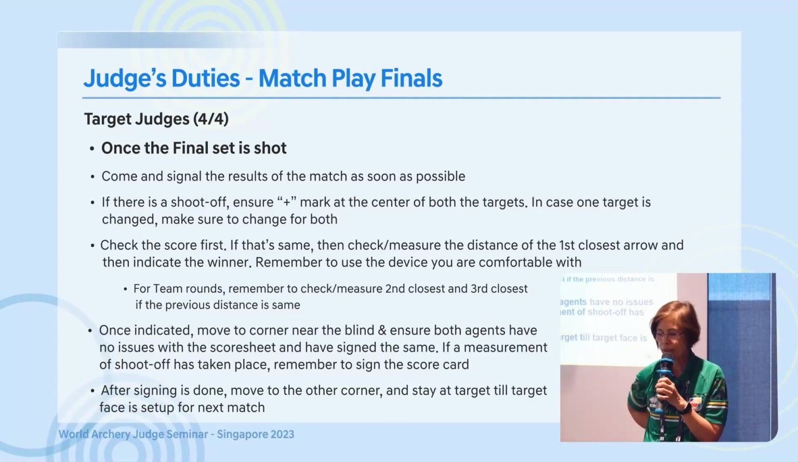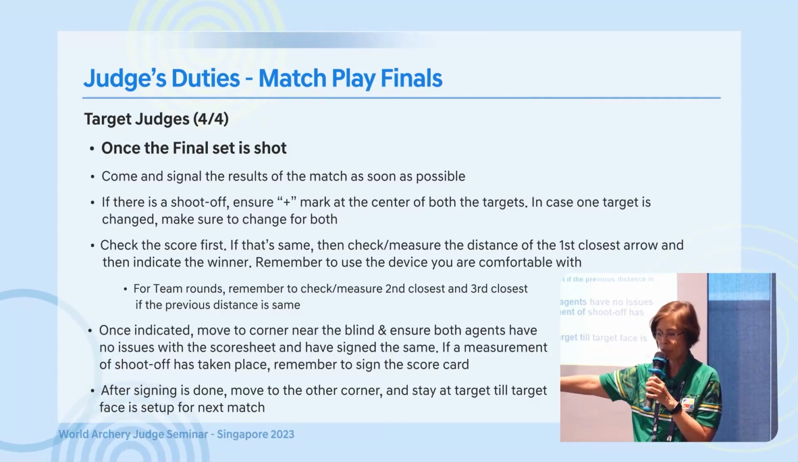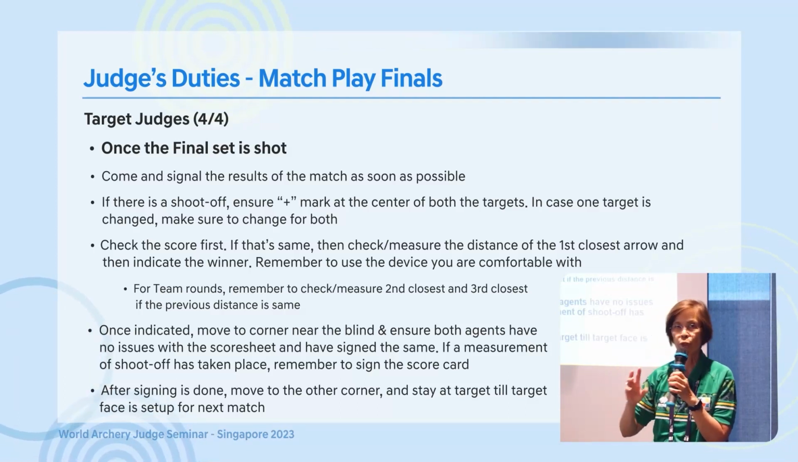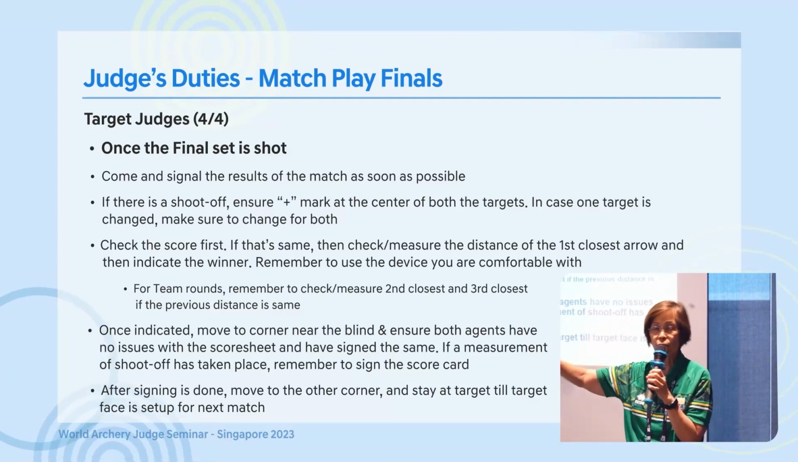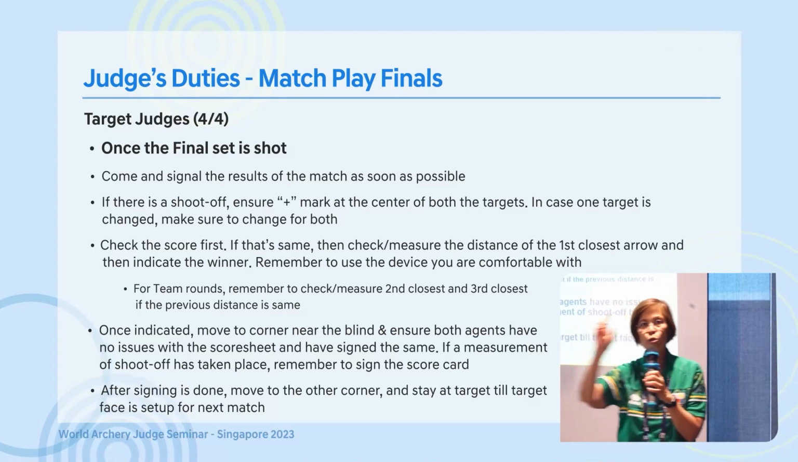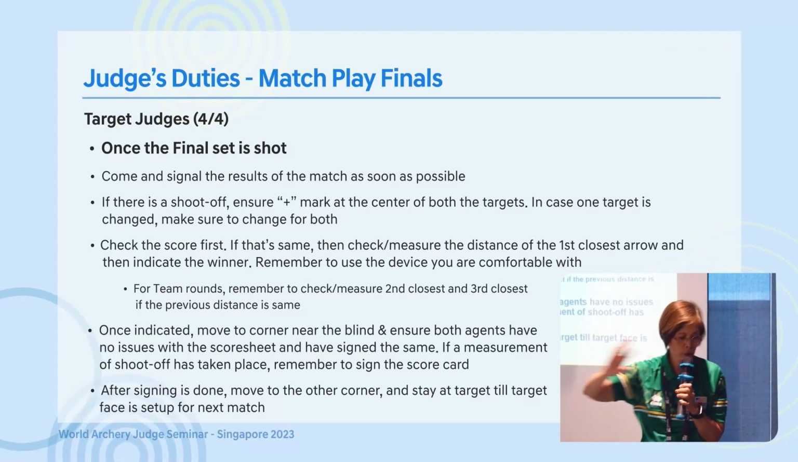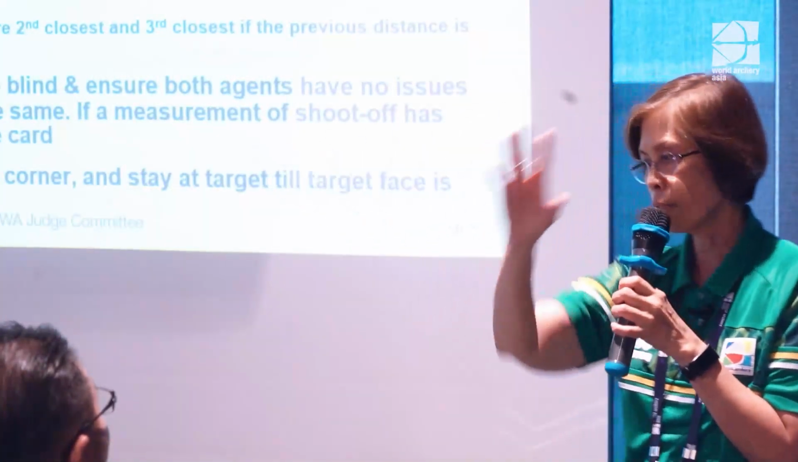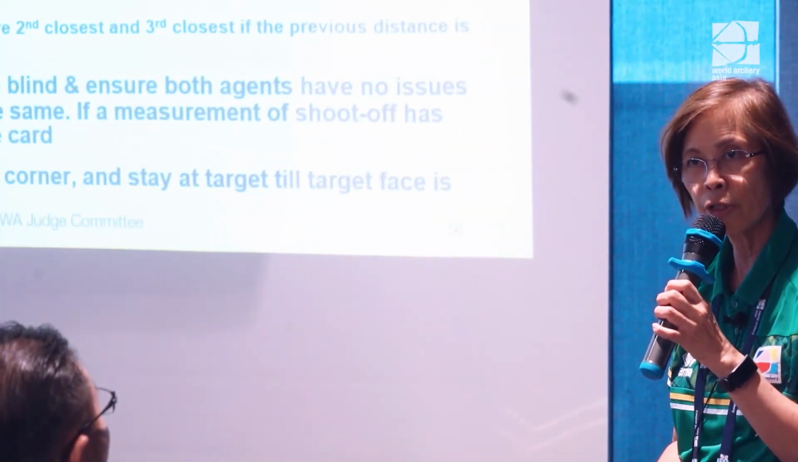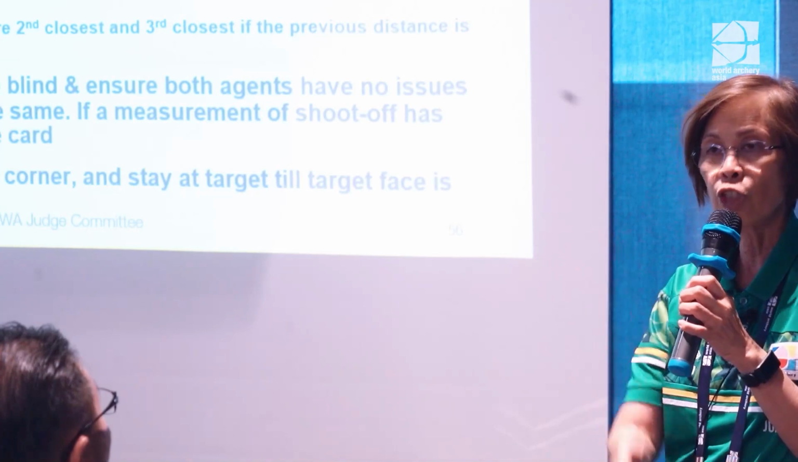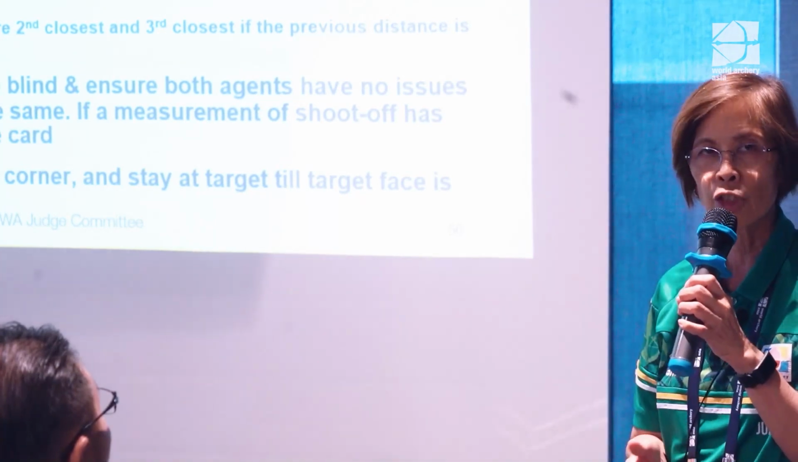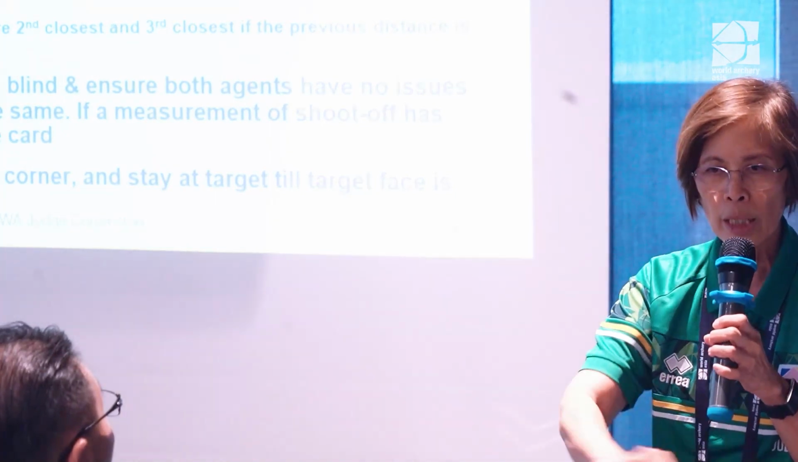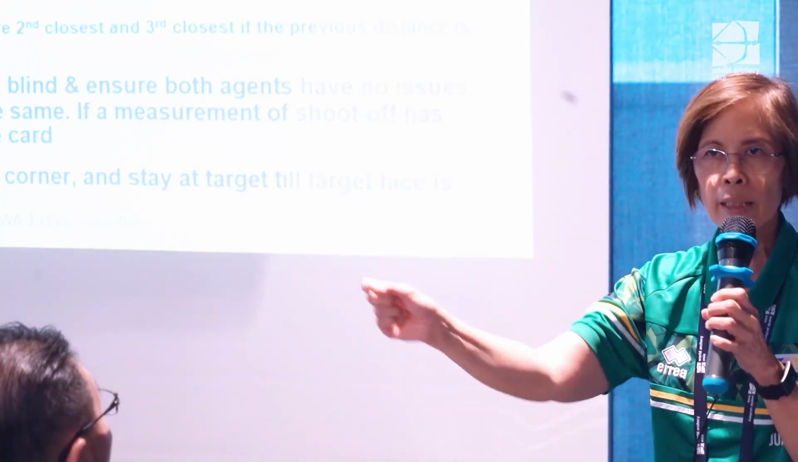Now, once indicated, again, move to the corner near the blinds and ensure both agents have no issues with the score sheet. Now, the match is finished, and we don't do the checking in the blinds. We do the checking outside. So if these are the two targets, the blinds are there. So they're here at the corner, the agents, the scorer, and the target judge. And everybody is checking. If everything is okay, sign.